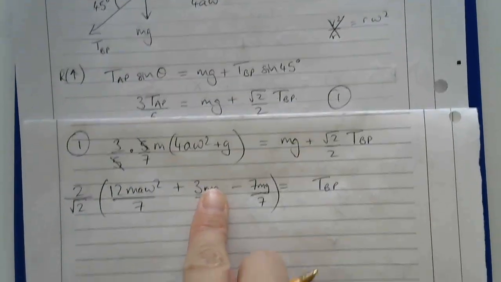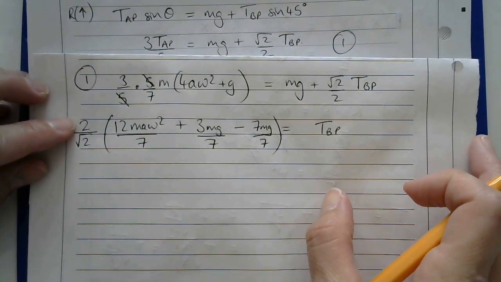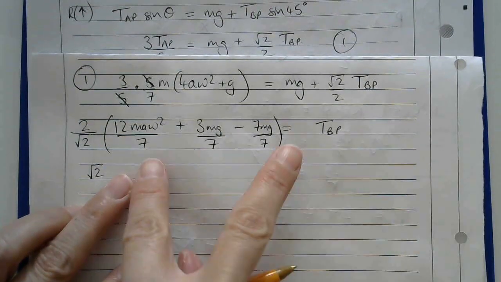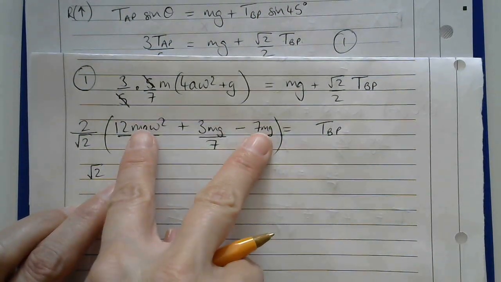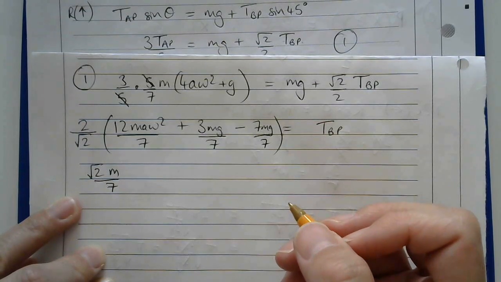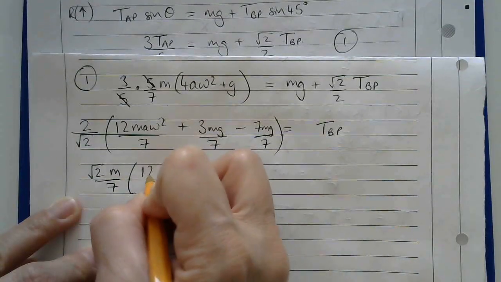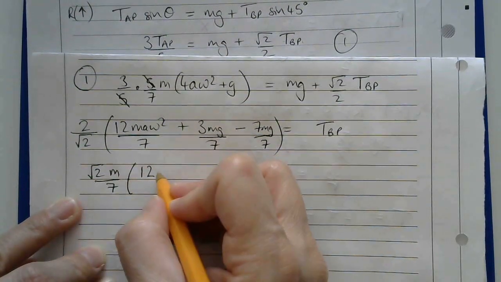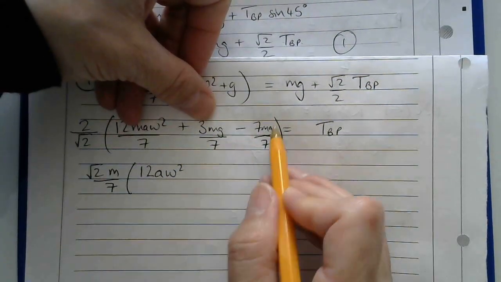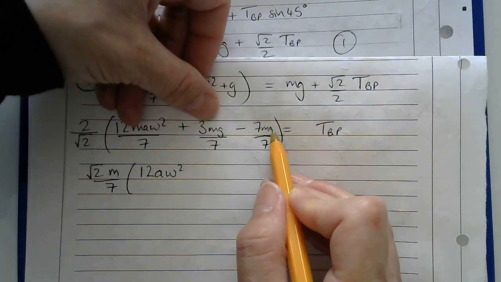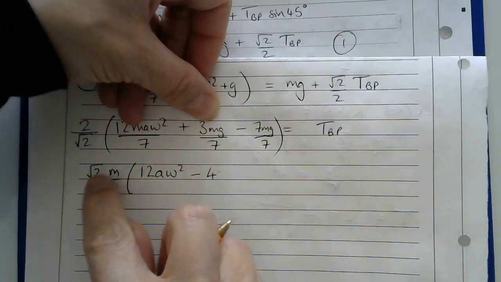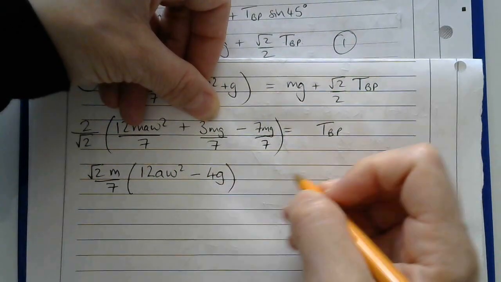And now I just need to tidy this up a little bit. Okay, 2 divided by root 2 is root 2. And then here I've got a common factor of 7 on the bottom and m on the top. Then I end up with 12, the m went there, the a is here, the omega squared is here, the 7 went there, and here overall I end up with 3mg minus 7mg, which is 4mg over 7. So minus 4, the m is there, so here I just need to write a g.